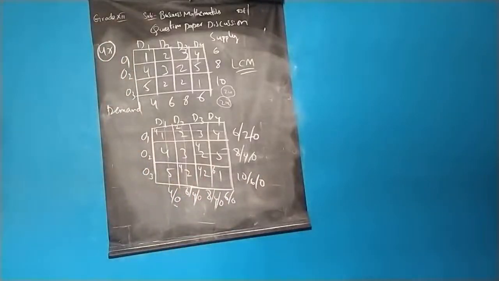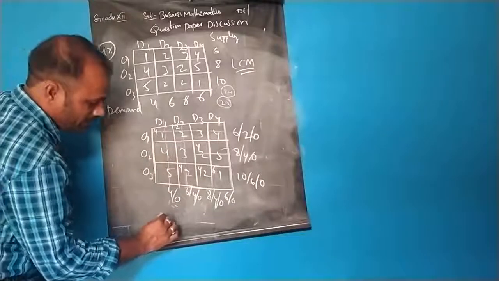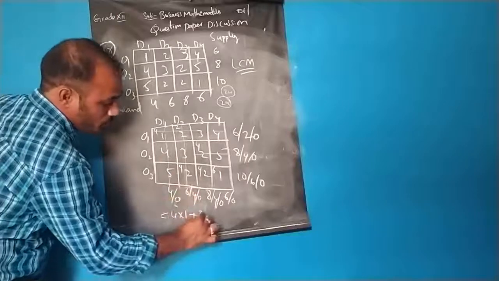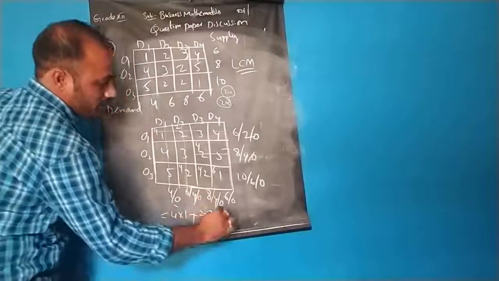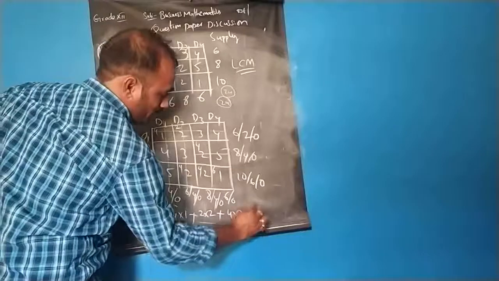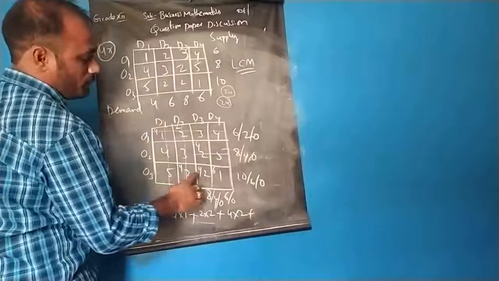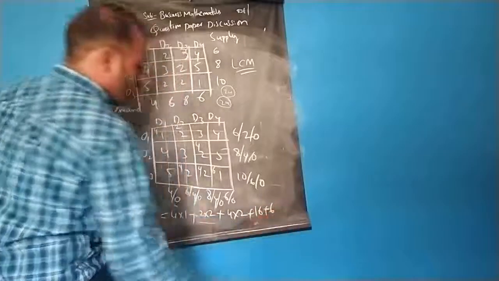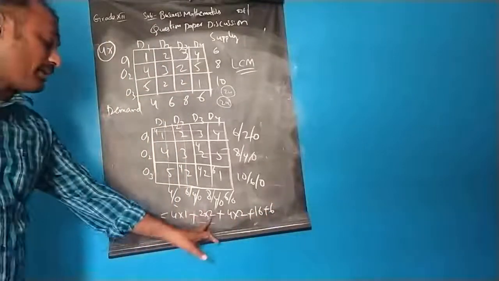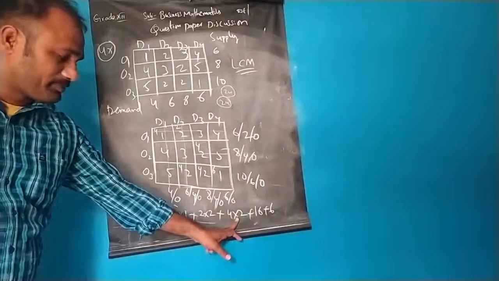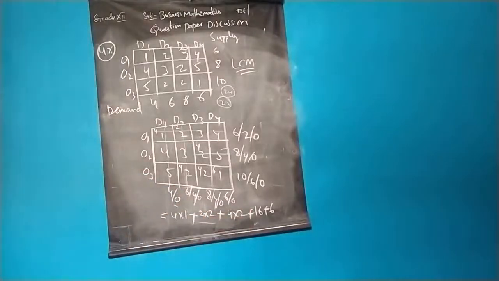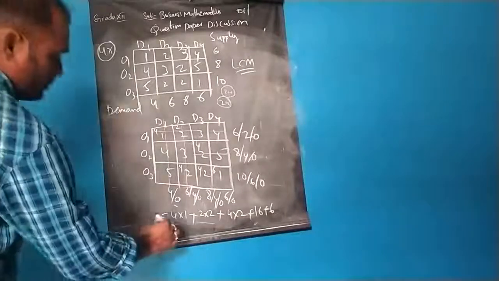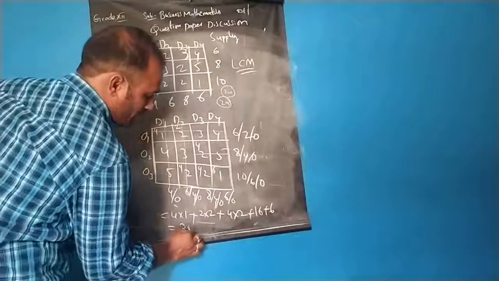To get the total cost, we can multiply this and add up. That is 4 into 1, plus 2 into 2, plus 4 into 2, plus 4 into 2 here also, 4 into 2, 16 plus 6. If I add this up, 4 plus 4 is 8, plus 8 is 16, plus 16 is 32, plus 6. So totally we are getting 38. The total cost is 38.